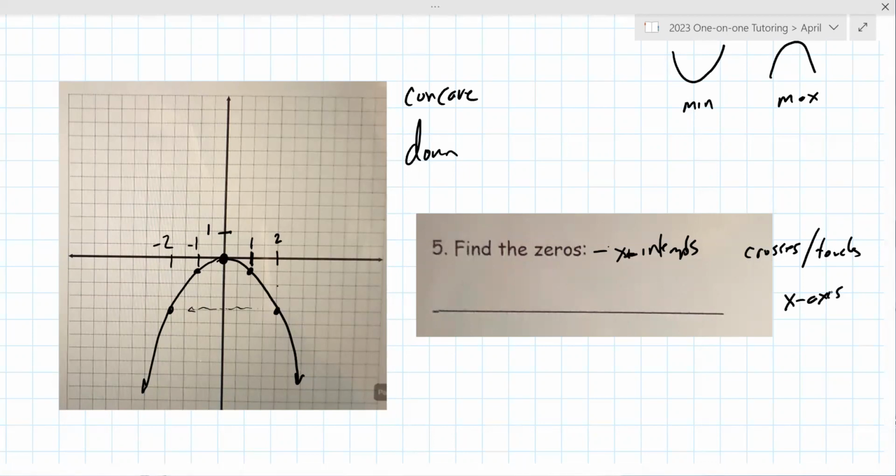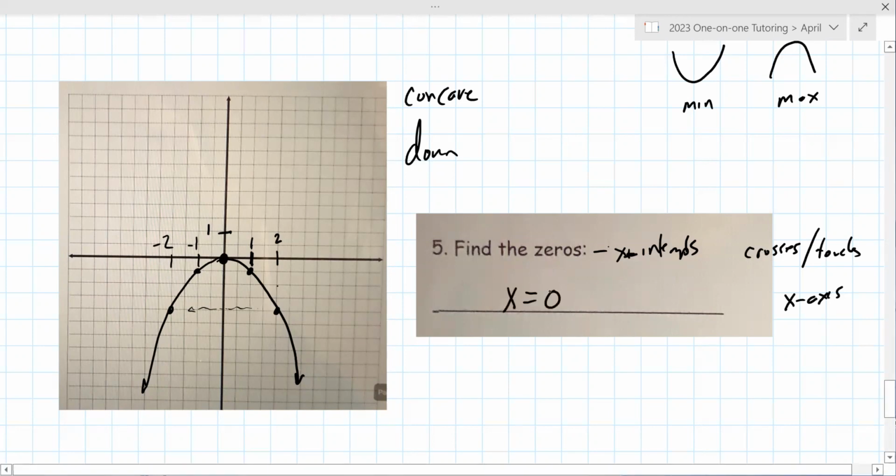So would that just be the vertex then? Yes, it only has one. Like when we were factoring, those were zeros earlier. So sometimes it has 2. This one has 2. It's just called a repeated root because it touches. Root and zero are the same thing.